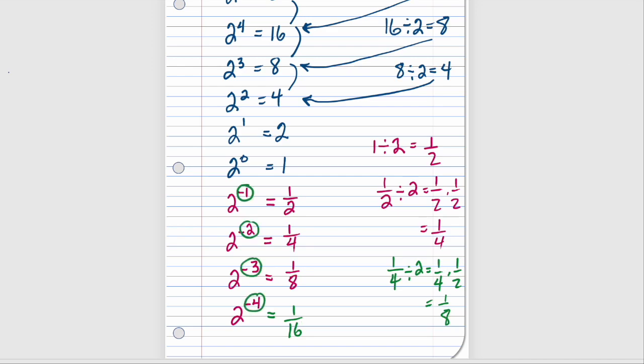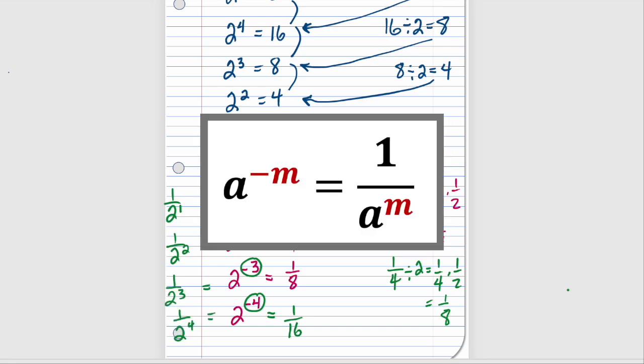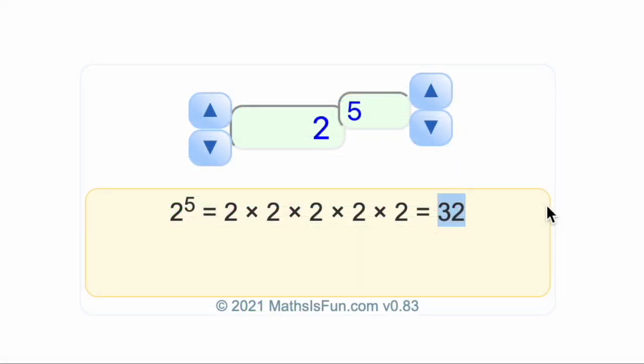Notice that the negative exponents become positive exponents if you move the base to the denominator. We can see clearly where the negative exponent law comes from. Back to math is fun. Look at the value of 32, and each time we decrease the exponent, that value is divided by 2.